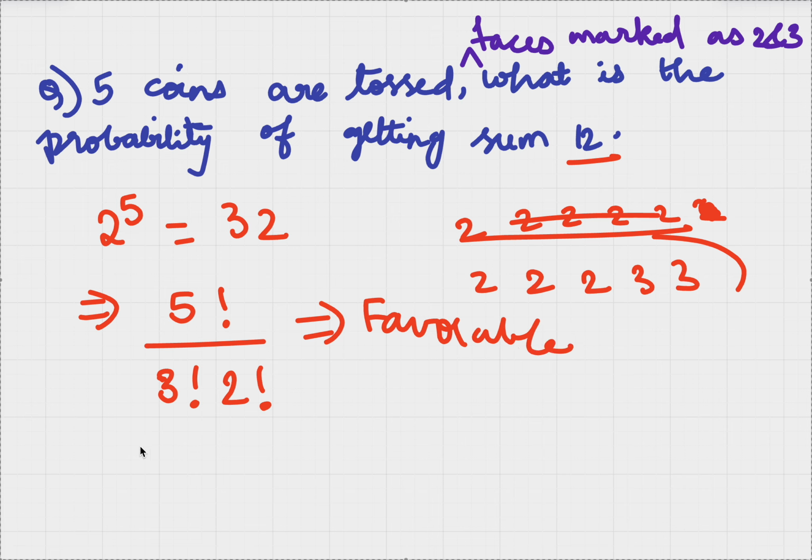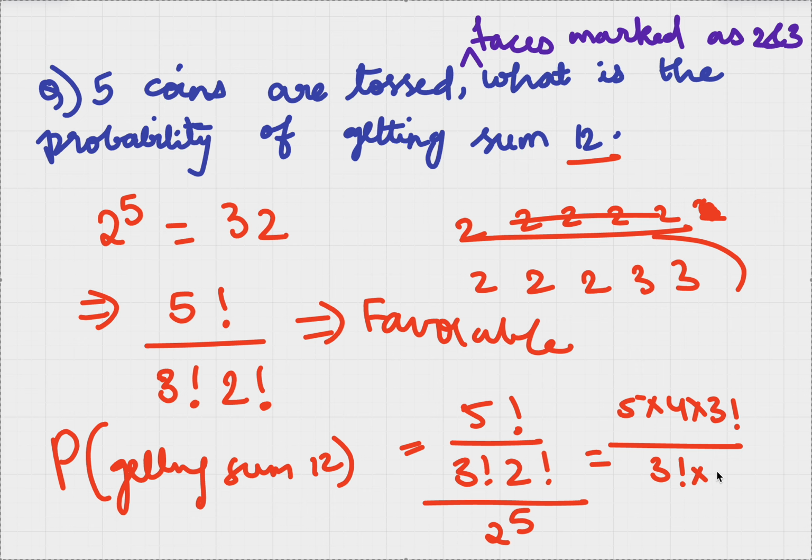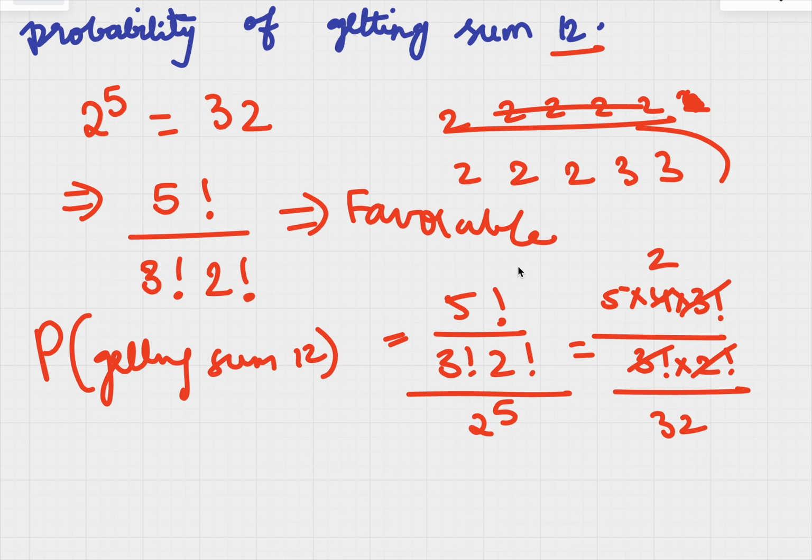So the probability of getting sum 12 is equal to 5 factorial by 3 factorial into 2 factorial, by 2 power 5. When we solve this, it is 5 into 4 into 3 factorial by 3 factorial into 2 factorial. The 3 factorials get cancelled, and here you have 32. This 2 and 32 get cancelled. So the answer is 5 by 16.